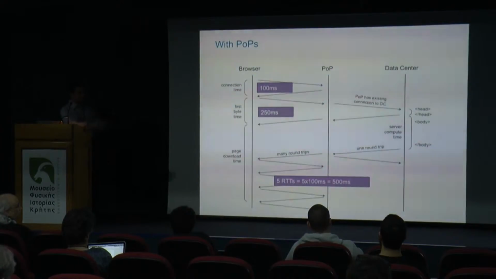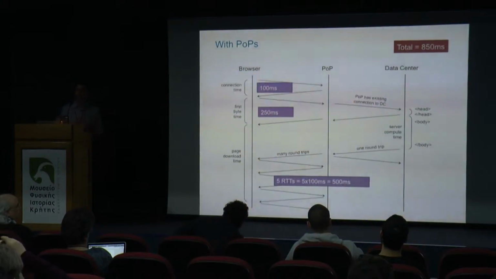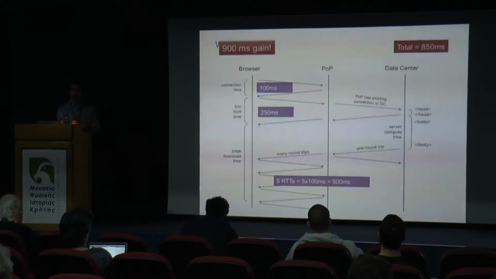one round trip. And of course, when the POP sends data back to the user, it takes 3 to 5 round trips again. But these 3 to 5 round trips are only 100 millisecond long in terms of RTT instead of 250 millisecond. So if you add all this up, now it's only 850 millisecond, and that's a clear gain of 900 millisecond, right? So that motivates us that POPs are important for performance.